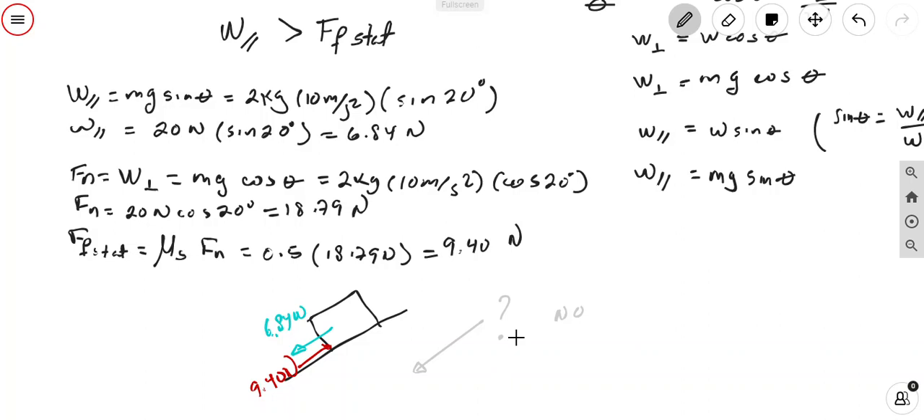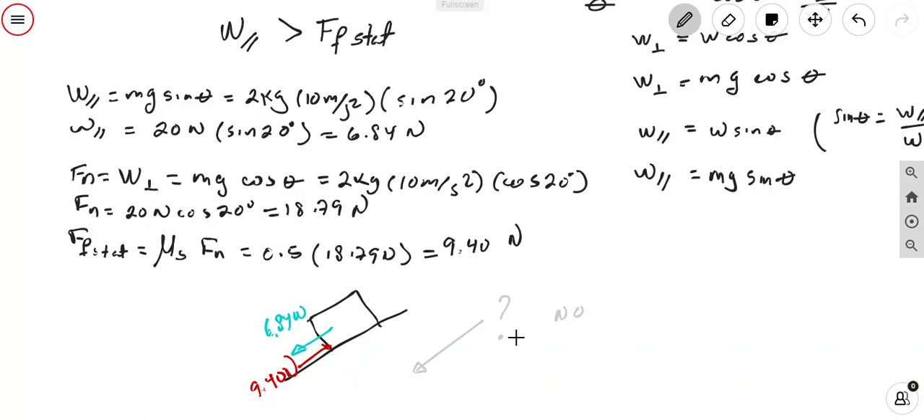Because there is no external force here, that means you are not pushing the block with your hand, you are not pulling the block using a rope or a string. You are just putting the block on the inclined surface, and you want to see what happens, if it's going to slide down or not, right?